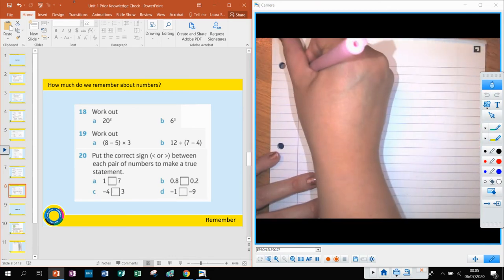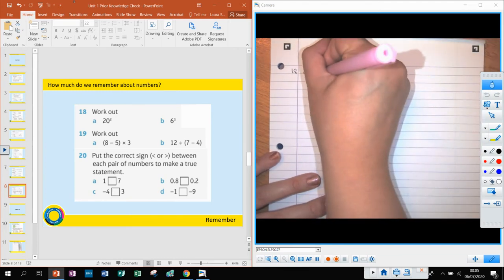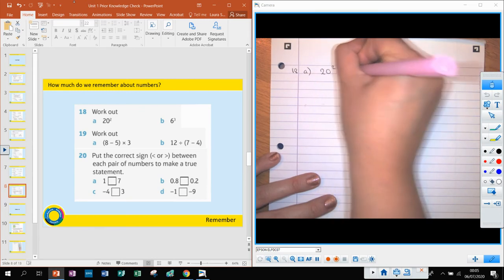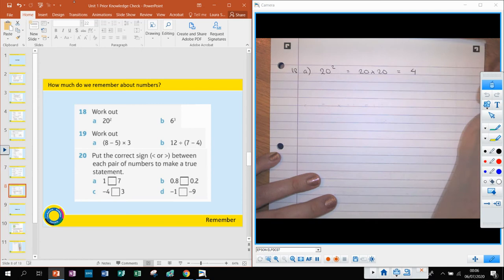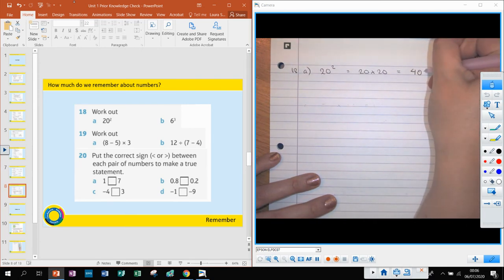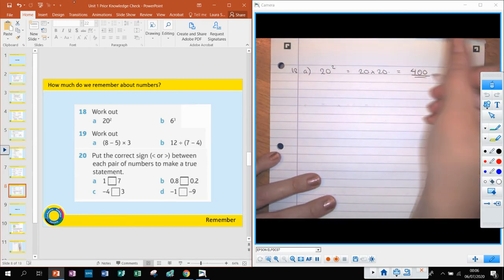Okay, very good. Let's look at 18a. So this is saying we have to find 20 squared. Well, 20 squared we know is 20 times itself, which is going to be 2 times 2, which is 4, and then times 10 times 10. And that gives us 400.